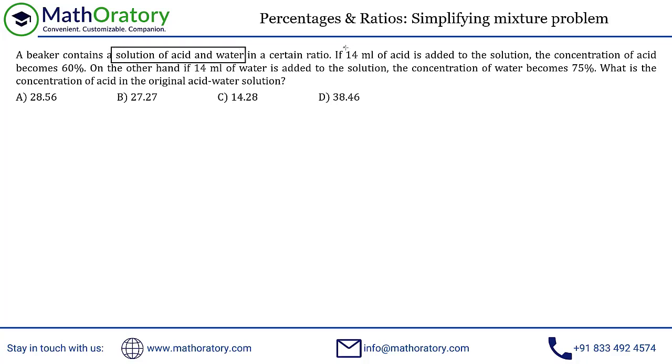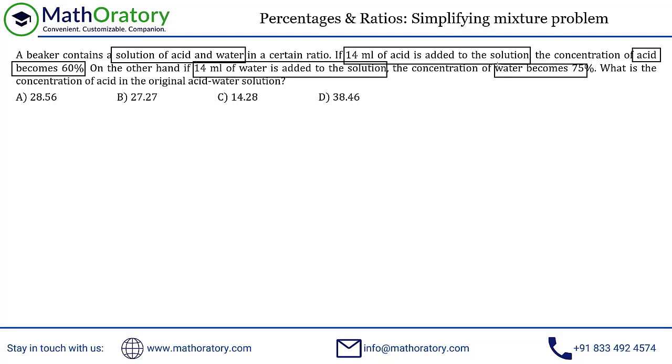Now, first part, if 14 ml of acid is added to the solution, then the concentration of acid becomes 60%. So don't miss this out. On the other hand, if 14 ml of water is added to the solution, then the concentration of water becomes 75%. So again, do not misread these kind of things. So the water concentration becomes 75% in the second scenario. Now we are looking for the concentration of acid in the original acid water solution.